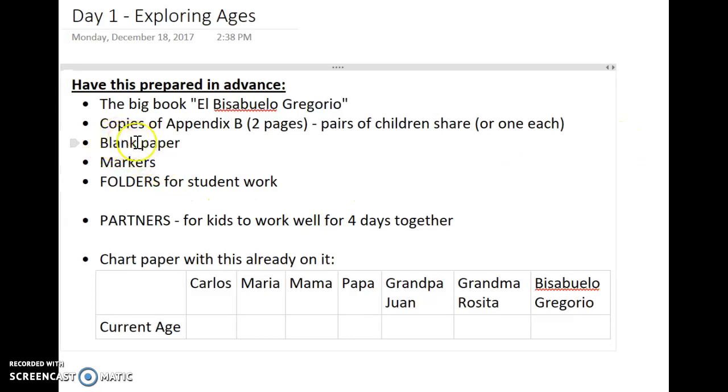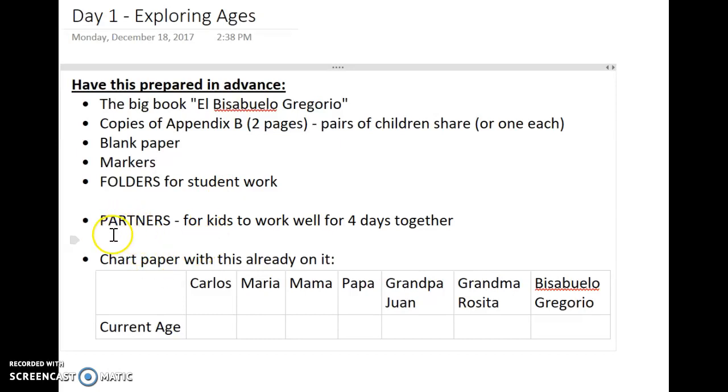Then it says you also need blank paper. This is just like printer copy paper, just white paper for them to write their thoughts on. You need some markers for them to work. You should have folders, just like regular file folders for each child, because that's basically going to be their portfolio. As the unit goes through, there's no workbook for kids, but there will be a series of worksheets and posters that they make, and it's nice to have ready in advance a folder with their name on it so they can keep it all together in one place.